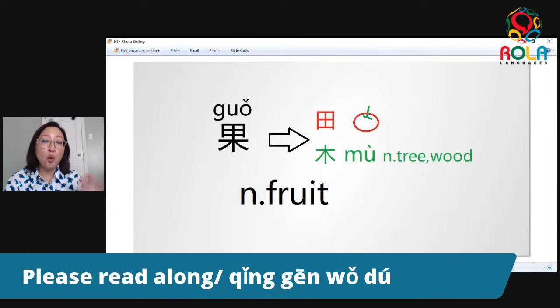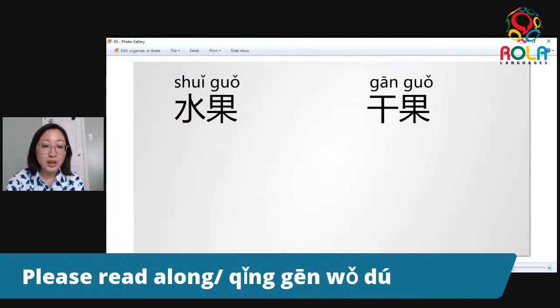First, let's see. 果 can be divided into two categories. Number one is 水果. 请跟我读水果. And number two is 干果. 请跟我读干果. All right, what do these two words respectively mean? Let's see. First one, 水果.